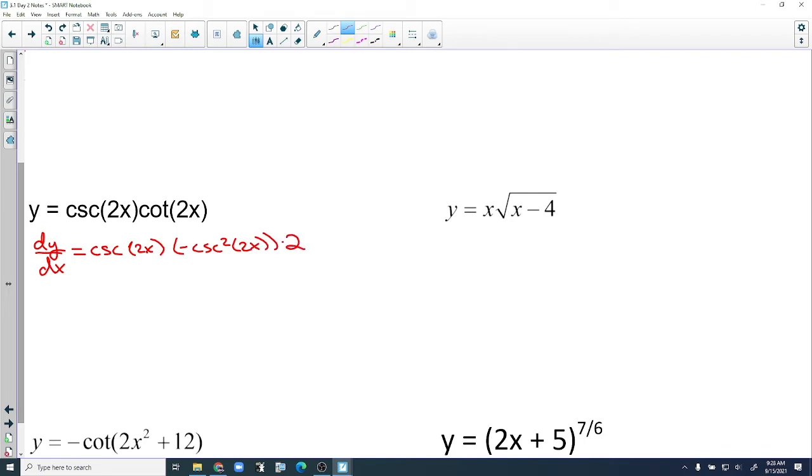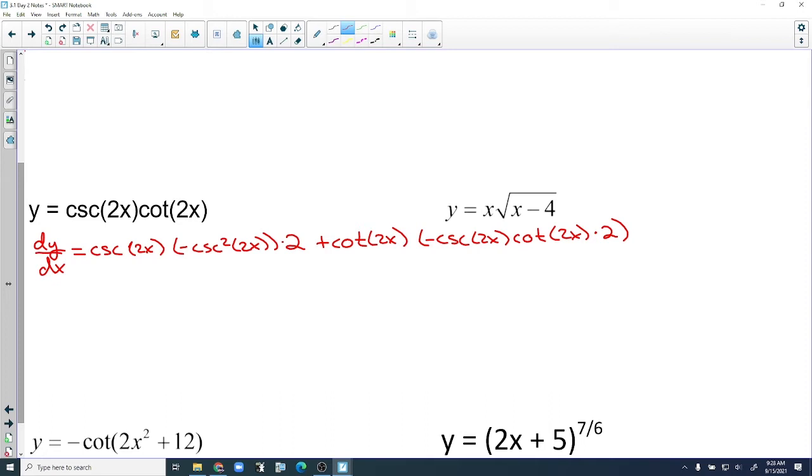First times the derivative of the second, plus the second times the derivative of the first. Whew, wow, look at that. It's a mile long. Don't forget the times 2.